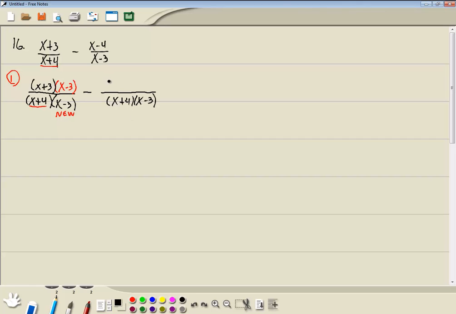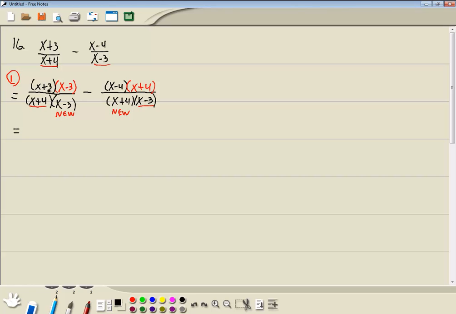Okay, let's look at our second fraction here. It had an x minus 3. That x minus 3 is still there. The new item down below is the x plus 4. So whatever new item we put down below, we also have to put up on top. Again, the mathematical principle behind that is whatever you multiply by the denominator, you have to multiply by the numerator.